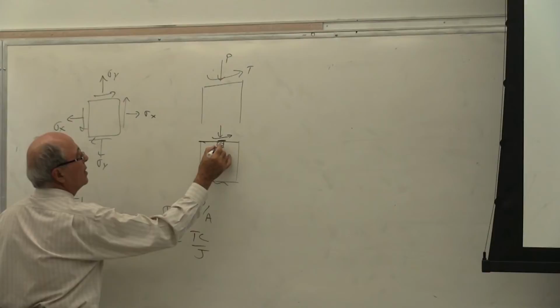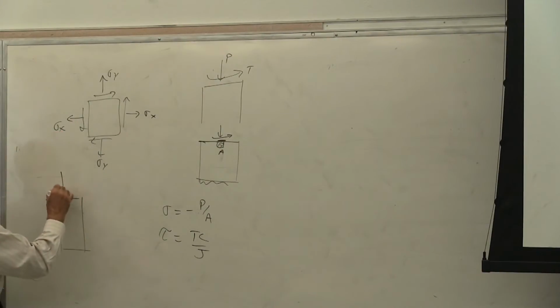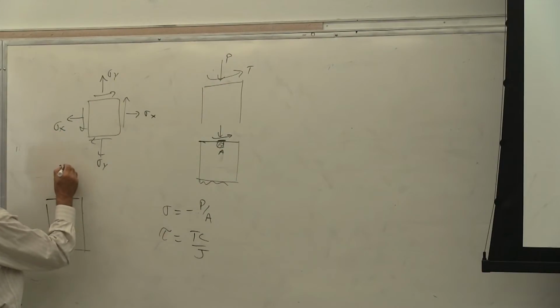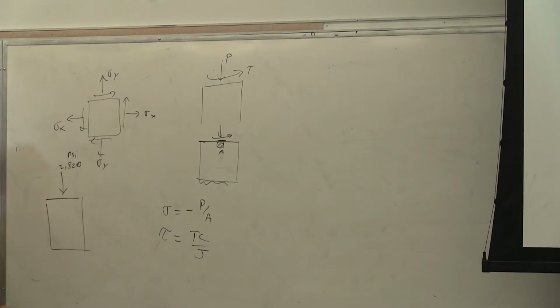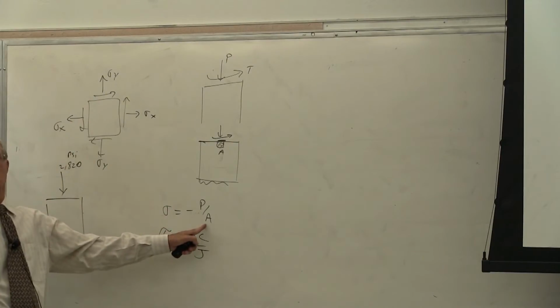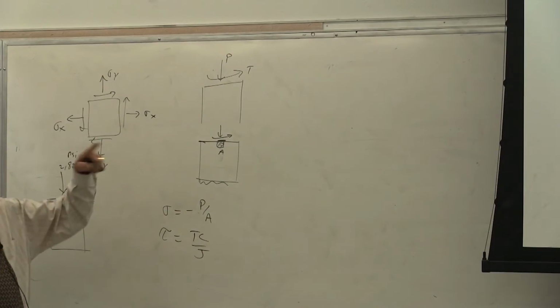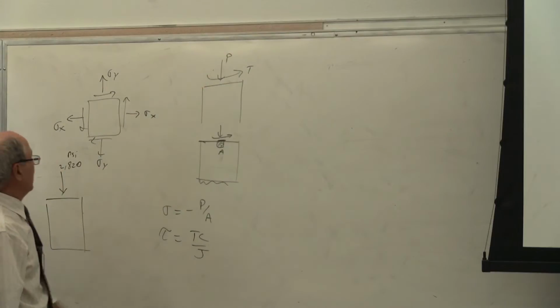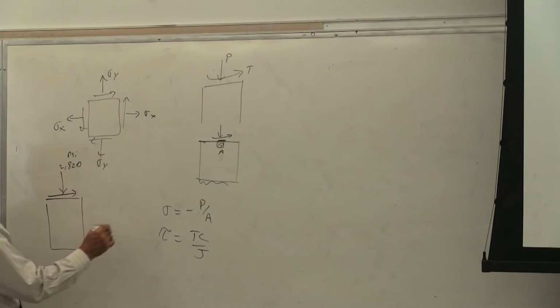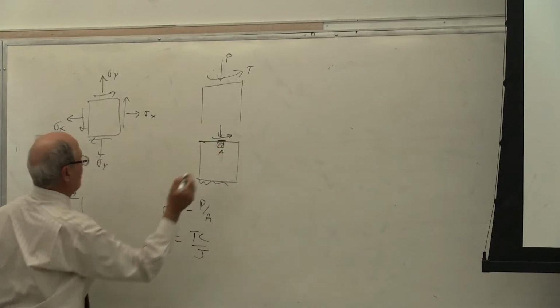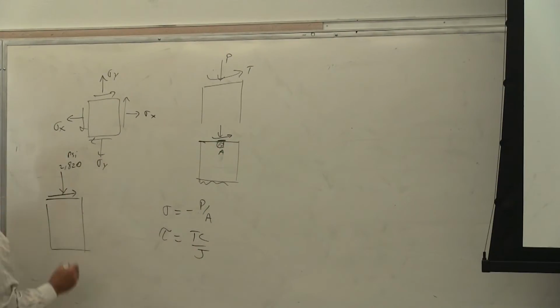At this point, let's say point A, you end up with this one, 2,820 going down. Why? Because it is in compression. Yes or no? In the y direction. Correct? And there is a shear force going like that, right? This is the shear force, tau equal to TC over J, which goes like that. Is that correct? This is the square there. Is that correct or not? Yes? So that's the state of stress.